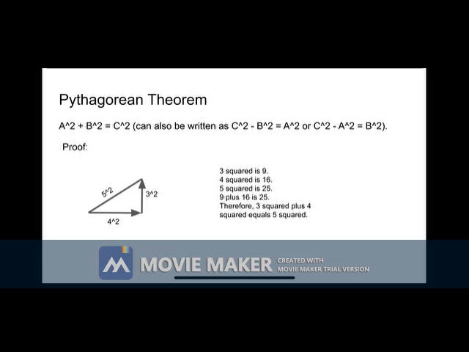The Pythagorean theorem is a theorem of a squared plus b squared equals c squared, which can also be written as c squared minus b squared equals a squared, or c squared minus a squared equals b squared. So in the example below, one side is 3, one side is 4. So 3 squared is 9, 4 squared is 16, while we know that 5 squared is 25. And 9 plus 16 is 25, therefore 3 squared plus 4 squared equals 5 squared, which can be said as a squared plus b squared equals c squared.